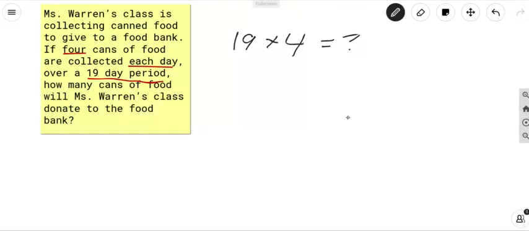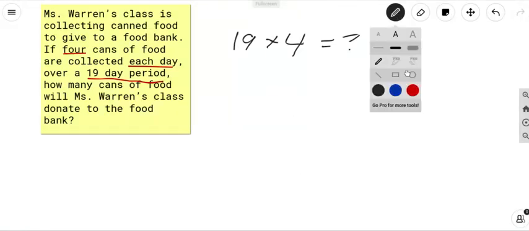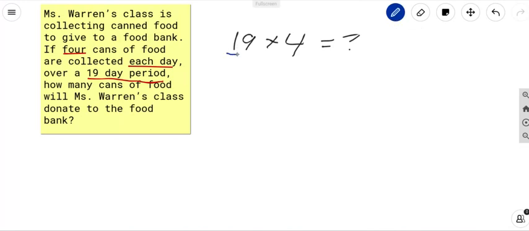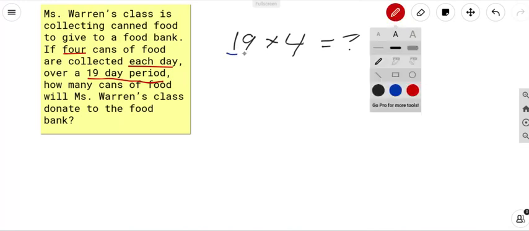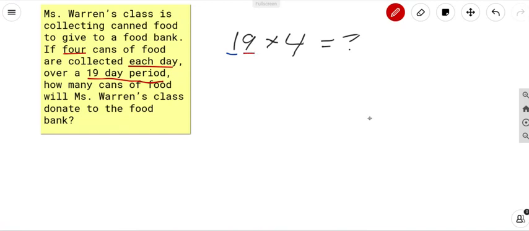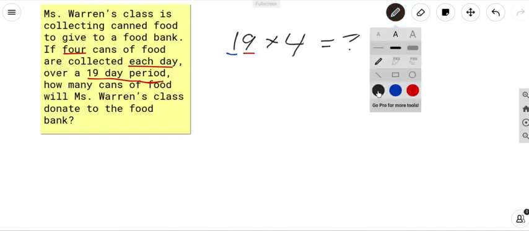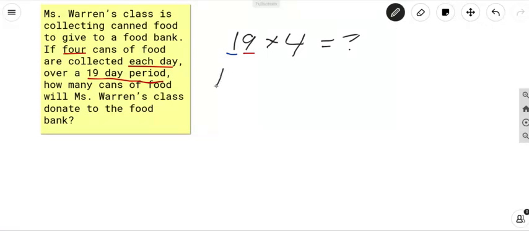So I want to think about place value again for that 19. So I see it's got a 1 in the tens place and a 9 in the ones place. So I'm going to break that apart again. So 1 in the tens place I know is 10 plus 9 in the ones place. So 10 plus 9, and that equals that 19. Okay.